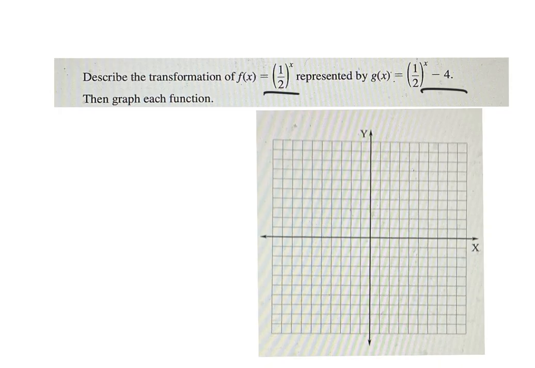this 1/2 to the x minus 4. Well, you know good and well that that minus 4 at the end means it's been shifted. It's supposed to be shifted down 4 units. So I'm going to go down 4, 1, 2, 3, 4. Draw my asymptote right there.